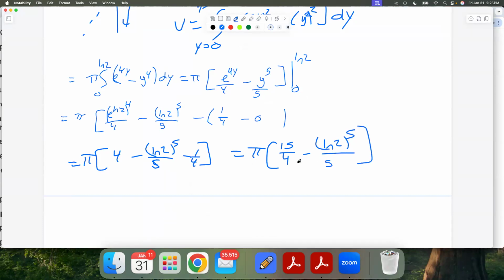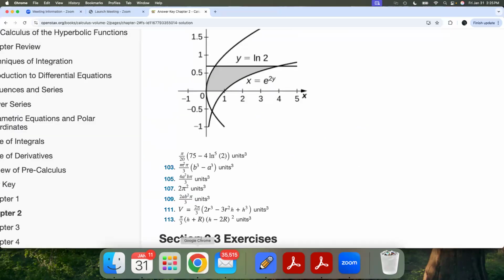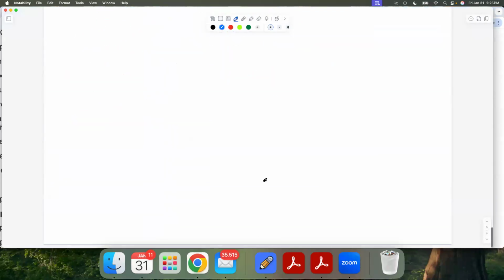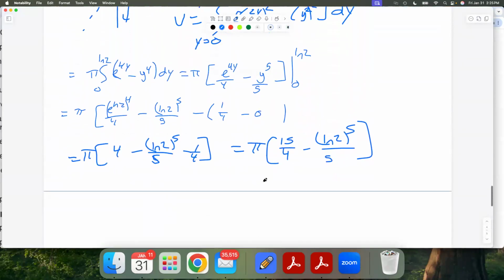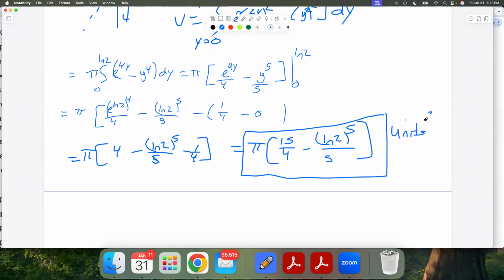If we get a common denominator here of 20, multiply top and bottom by 20, top and bottom by 4, and then they factored out that 1 over 20. That's where they got this. That's weird notation. What they mean there is ln of 2 to the 5th power. Okay, that's a good place to stop in this video. Let's circle that answer. And of course, units cubed.